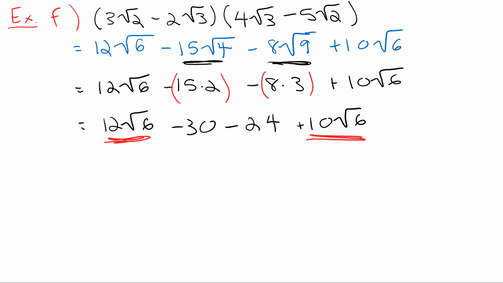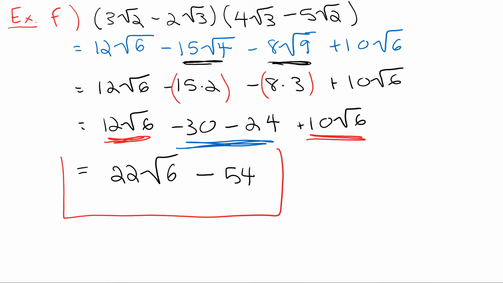And then we can also deal with the negative 30 minus 24 because those are just integers, and we can do normal subtraction there. So if we simplify the above expression, we get 22 root 6 minus 54. And that is our answer. And we have successfully simplified this. A little bit challenging because of the multiplication and the FOIL method that you have to use to distribute everything, but once you break it down step by step, it's not that bad.